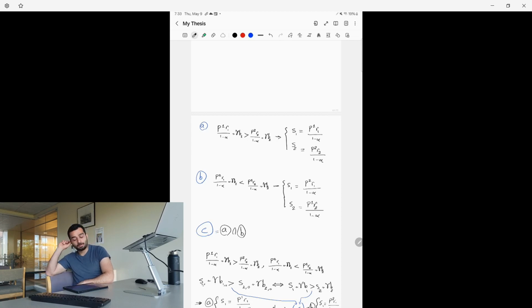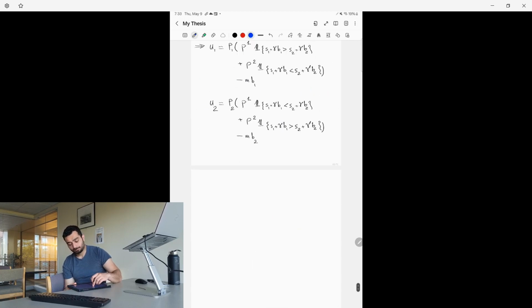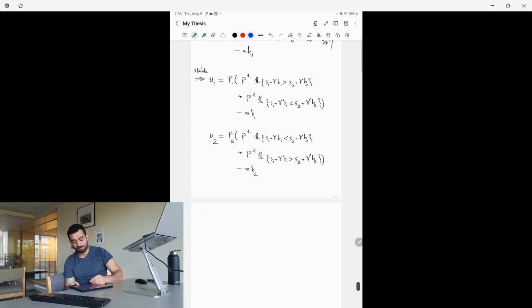P1, R1. Okay, what are the strategies? The strategy is P1, the price, which is not in the condition here. Oh, it is in R1. And P2, R2 plus gamma B2. So let's assume we are in A minus B. Let's do it step by step, guys. We have a lot of time. A minus B. So what does that mean?